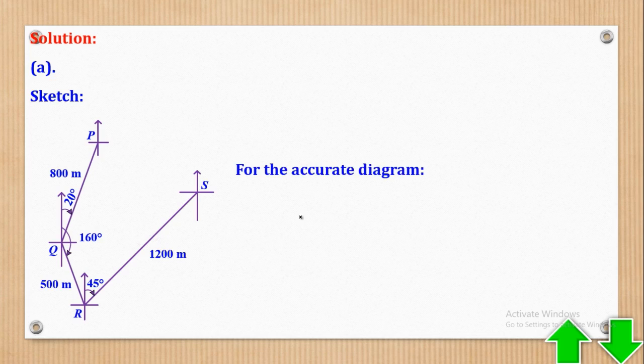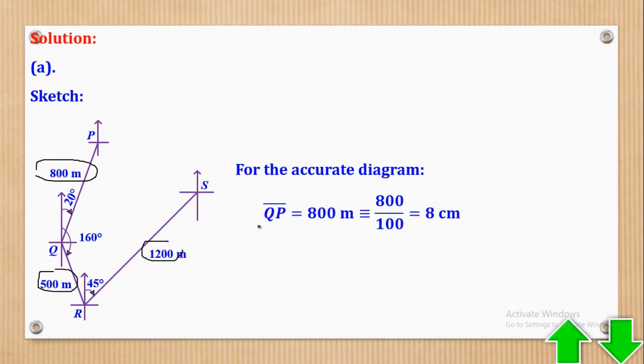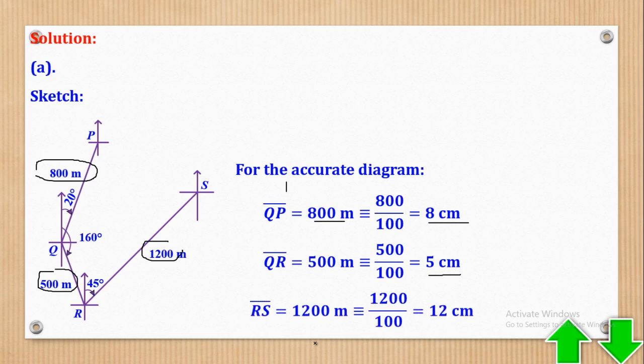So basically that is the sketch. Now for the accurate diagram, we have to first use the scale given, so we have to convert these meters into centimeters using the scale given. So QP, which is 800 meters, is equivalent to 8 centimeters, because the scale says that 1 centimeter represents 100 meters. What about QR? QR is equal to 500 over 100 to come up with 5 centimeters. Then RS will be 1200 over 100 to come up with 12 centimeters.